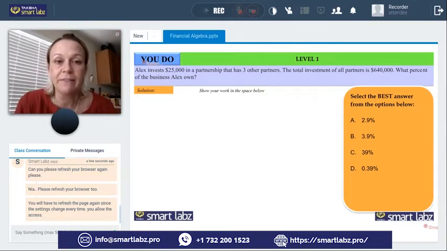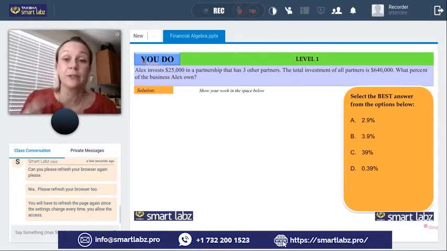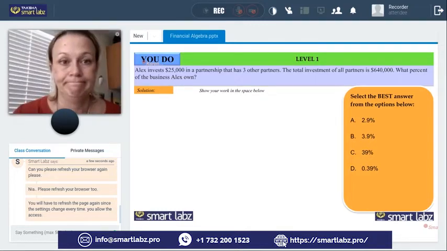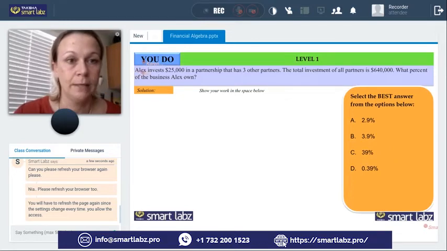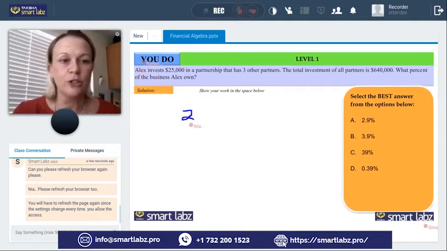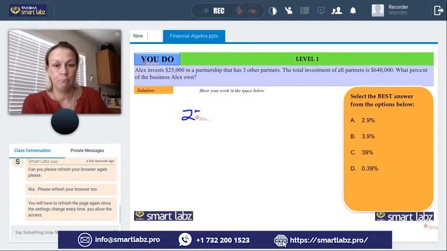Alex invests $25,000 in a partnership that has 3 other partners. The total investment of all partners is $640,000. What percent of the business does Alex own? Okay. So if you could set up the equation, you don't have to write it all out, just set up the equation, okay?